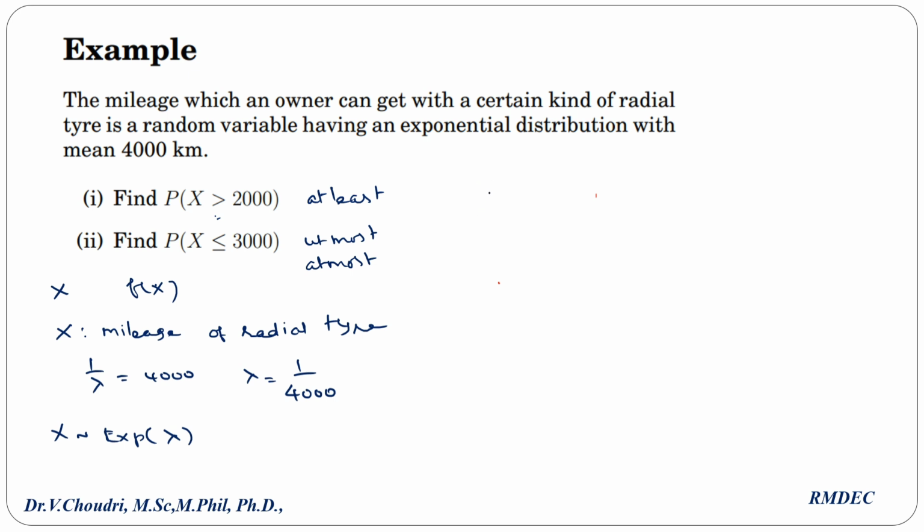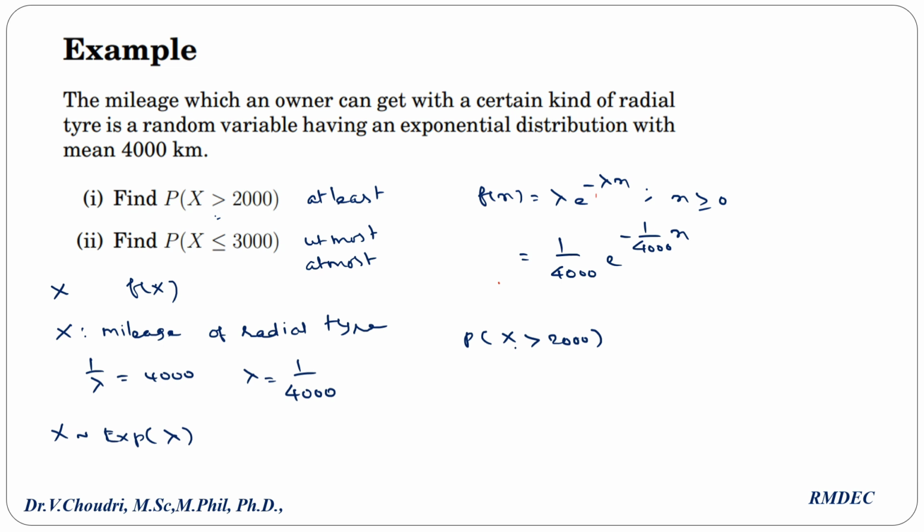So what is the probability density function? f of x equal to lambda into e power minus lambda x, for x greater than or equal to 0. Here lambda equal to 1 by 4000, so f of x equal to 1 by 4000 e power minus 1 by 4000 into x. Let us see the first question: P of x greater than 2000. The radial tire will last at least 2000 km.